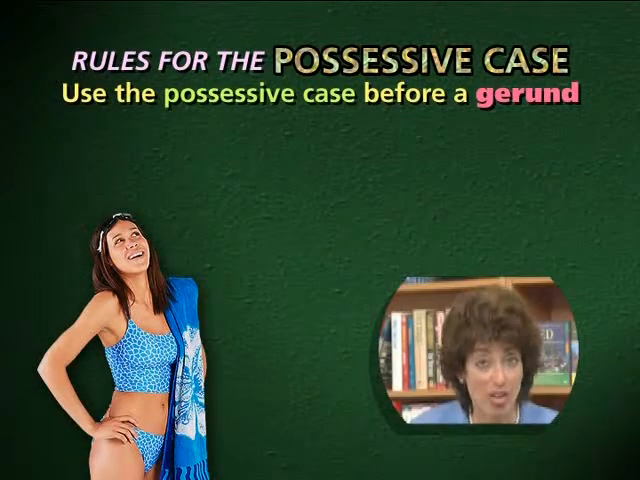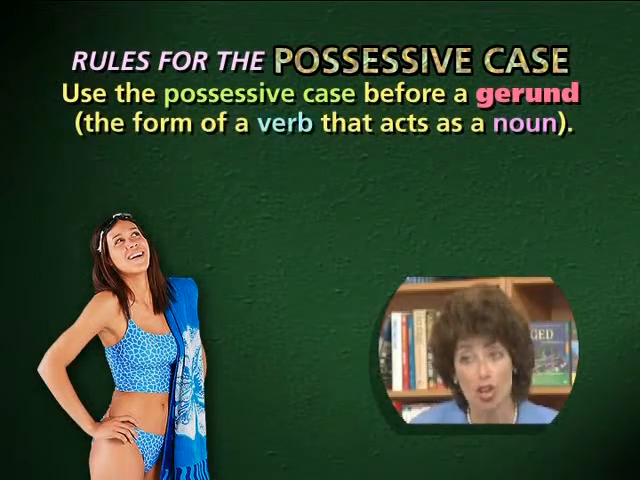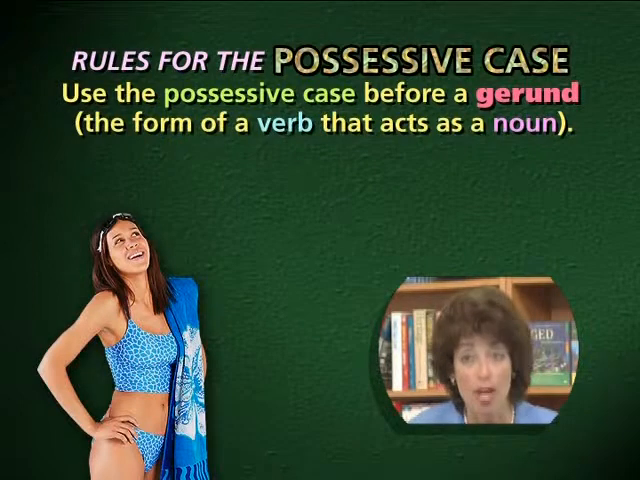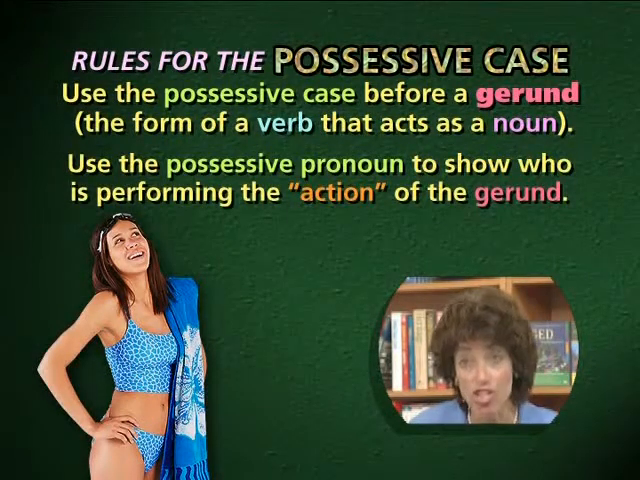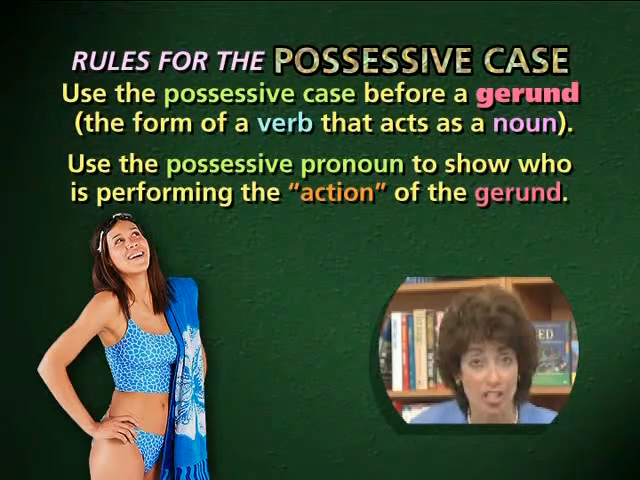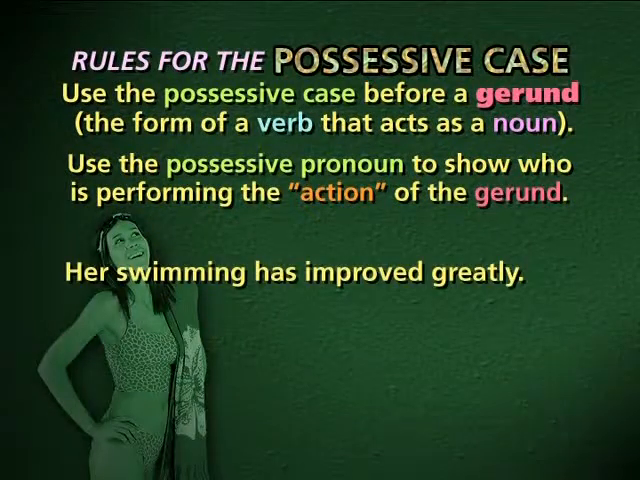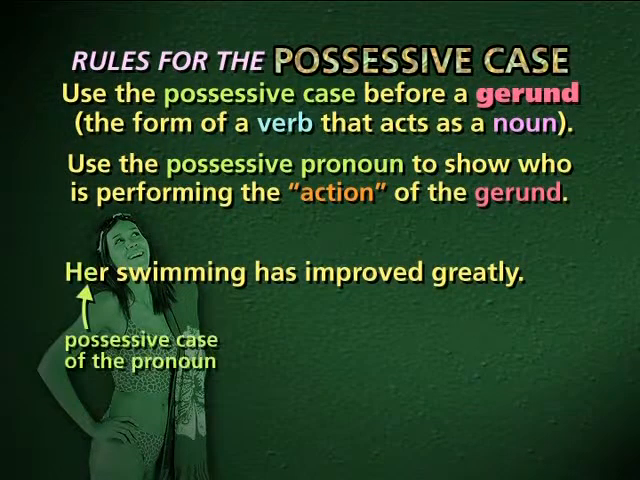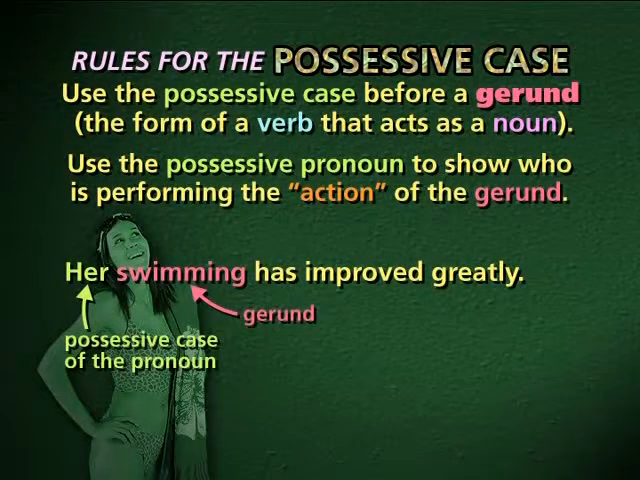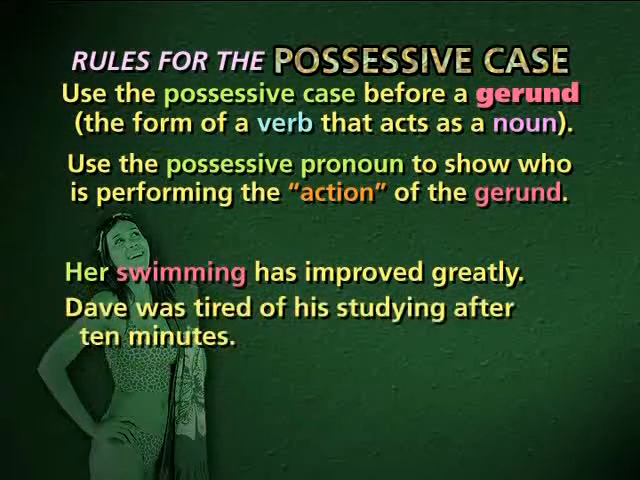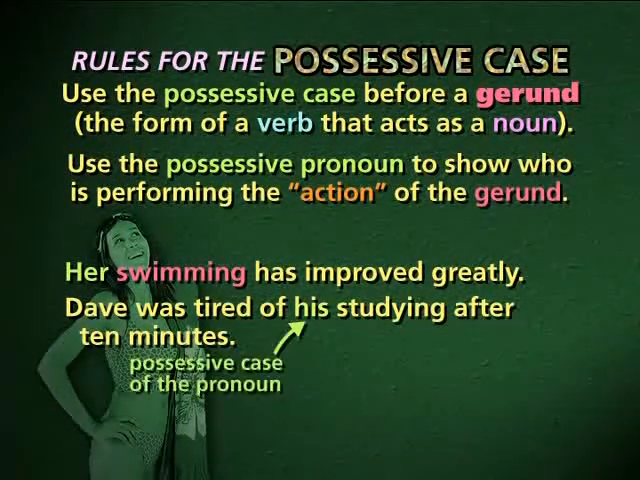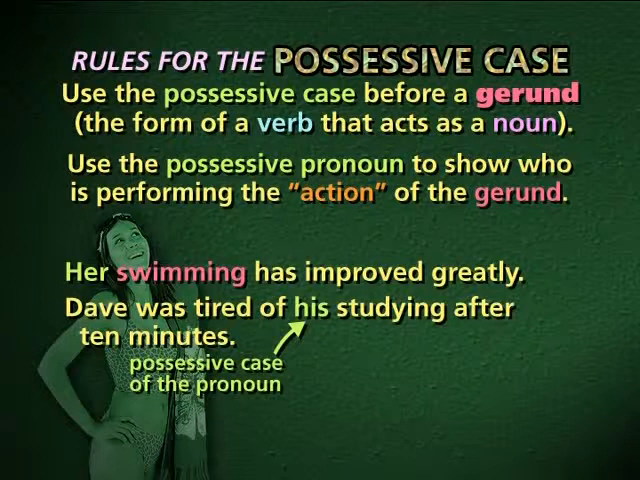Now, recall that a gerund is the form of a verb that acts as a noun. We use the possessive pronoun to show who is performing the action of the gerund. For example, her swimming has improved greatly. Her is the possessive case of the pronoun. Swimming is the gerund. Or we could say, Dave was tired of his studying after 10 minutes. His is the pronoun in the possessive case, and studying is our gerund.